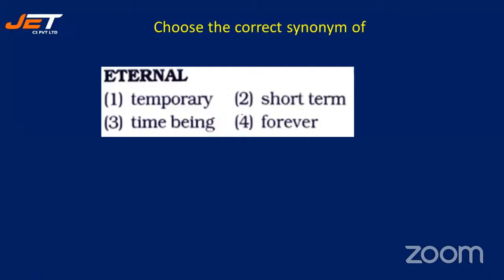The first option is temporary. Second option is short term. Third one is time being. Fourth one is forever. Yes. So this word is also very common that we use often. All right. So give me the answer. Many says option four.